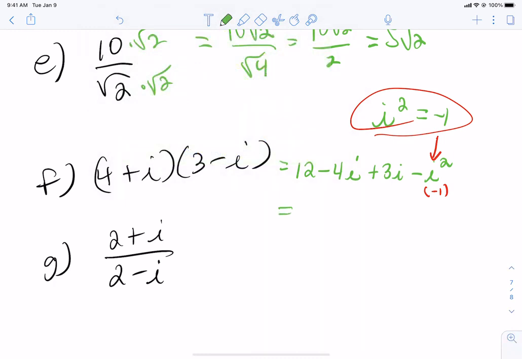So when we do that, we get 12 minus 4i plus 3i. And the negative in front of the -1 is going to make that a +1. And then let's combine any like terms that we've got. 12 and 1 is 13. -4i plus 3i is -1i.